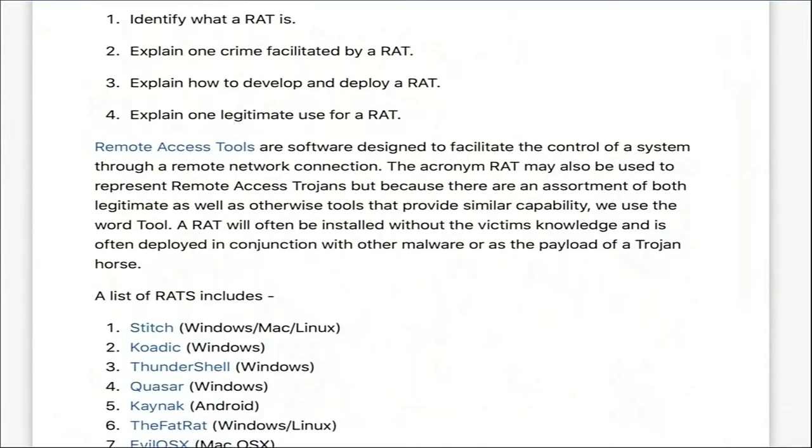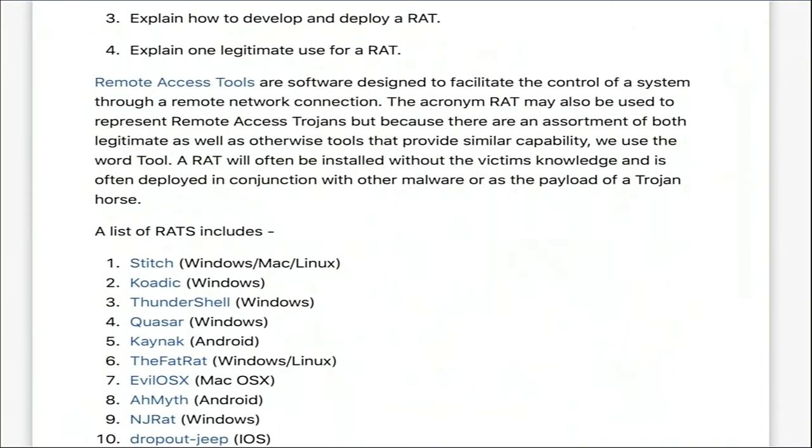So what will we be able to do? By the end of this, you will be able to identify what a rat is. You're going to be able to explain one crime facilitated by a rat, but we're going to talk about a whole bunch of different crimes and have some examples of them as well. I'm going to explain, and you will be able to explain, how to develop and deploy a rat. We're going to go through GitHub, and I'm going to show you some different places where you can get the code. You can review it. You can work on building your own.